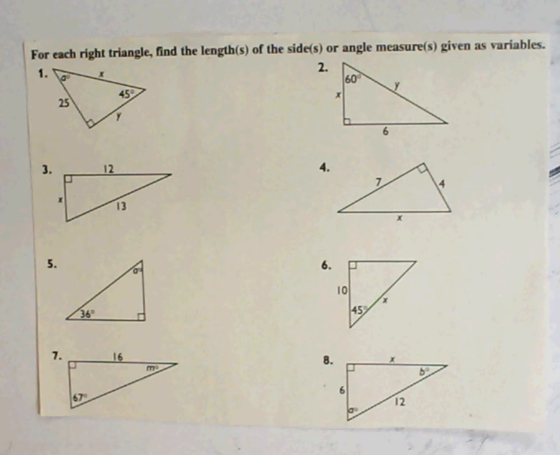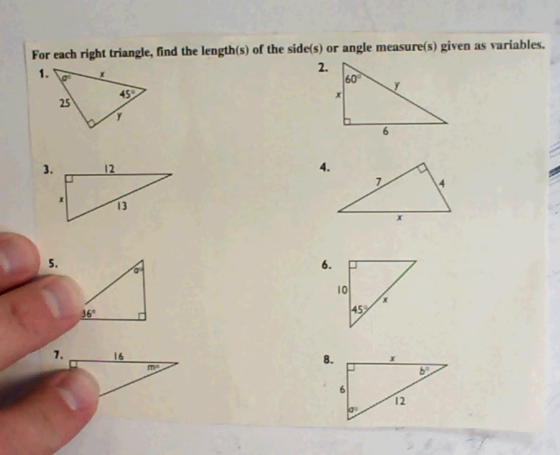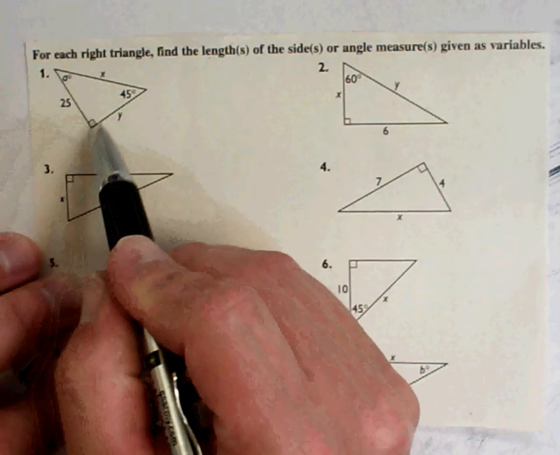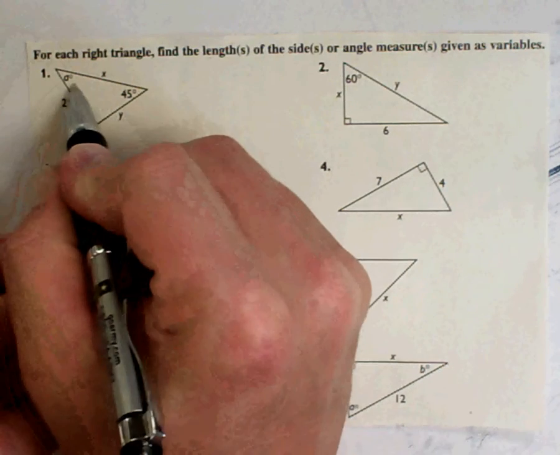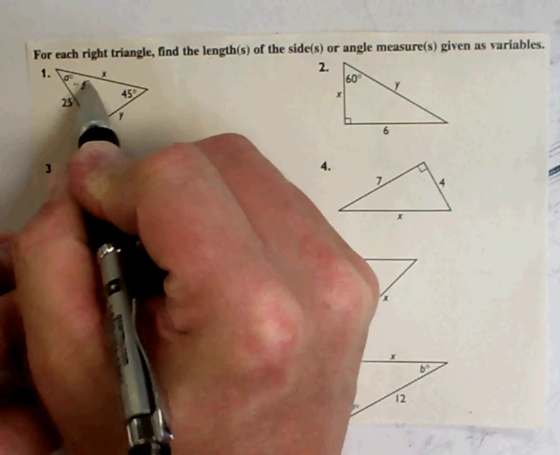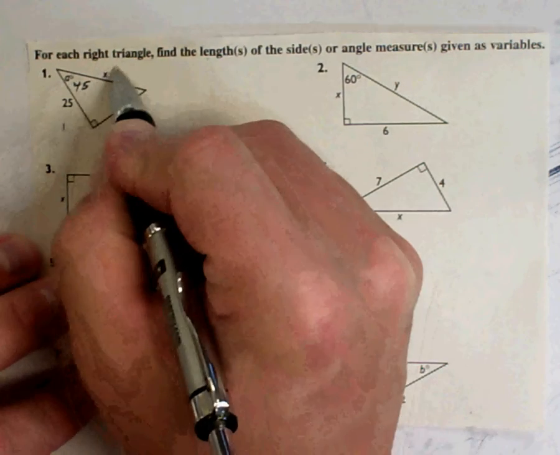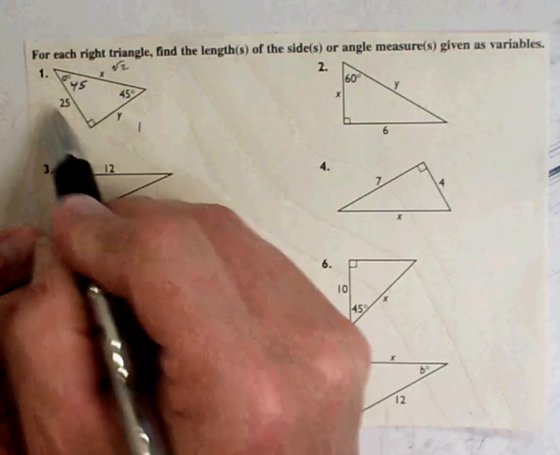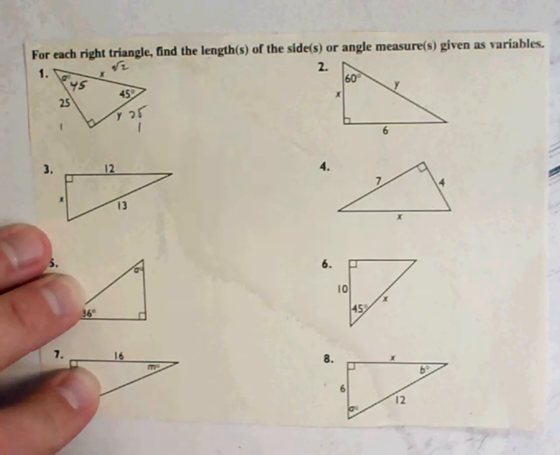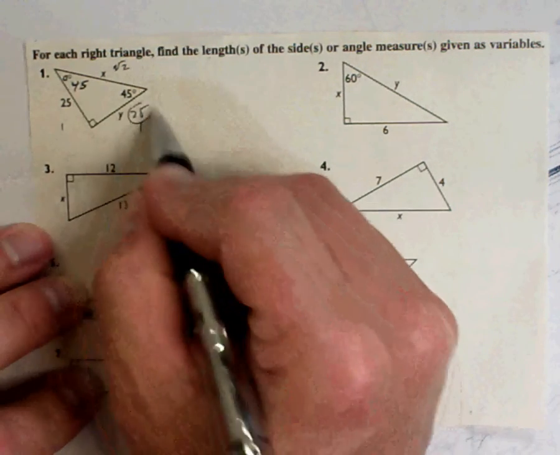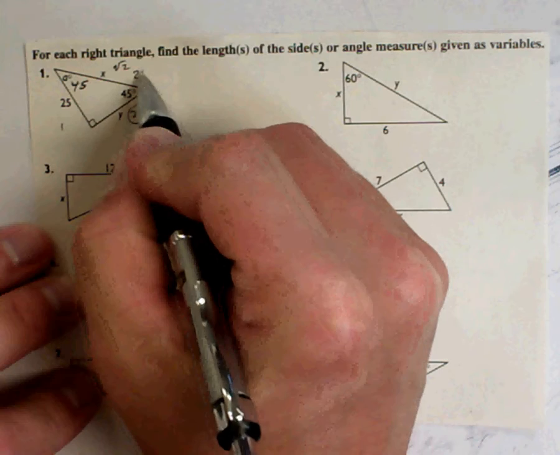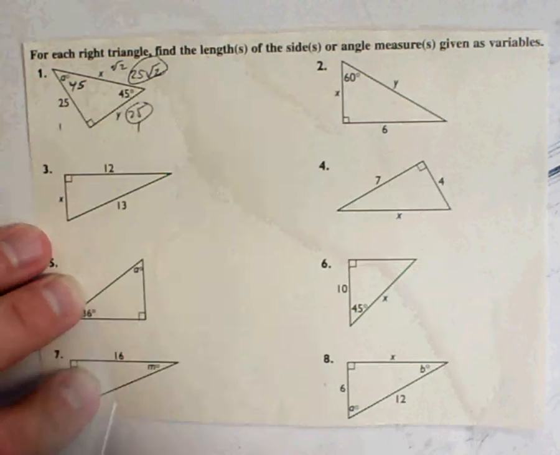Alright, let's see how you did. When you look at number 1, you have a 45 and a 90, so that means that's a 45. So by definition, it's a 1, 1, square root of 2. So if this is a 25, then this is a 25. So there's that answer. And so this one's 25 square roots of 2. So those are the answers you should have gotten.